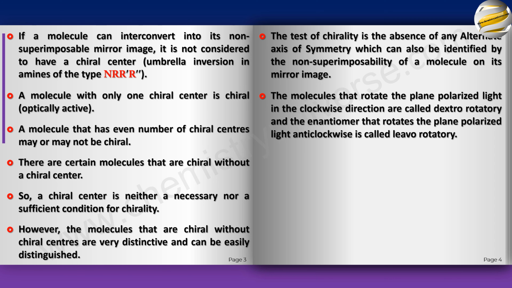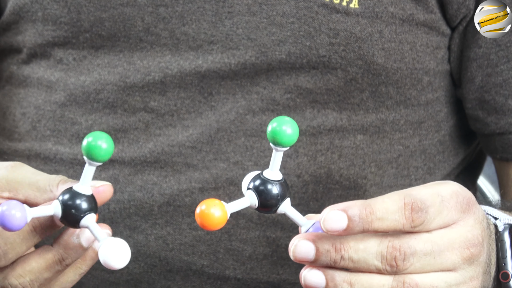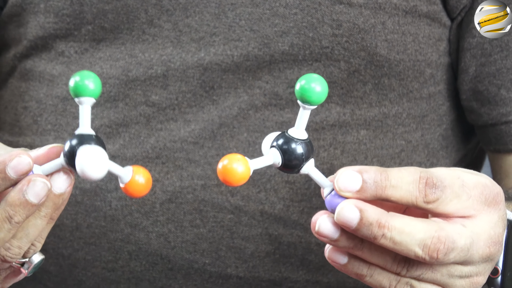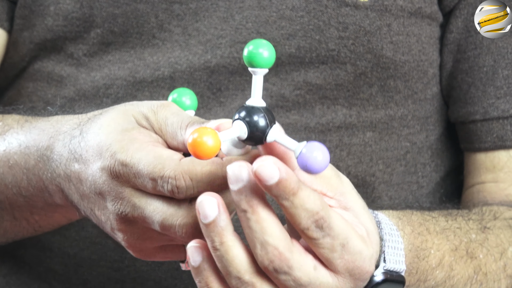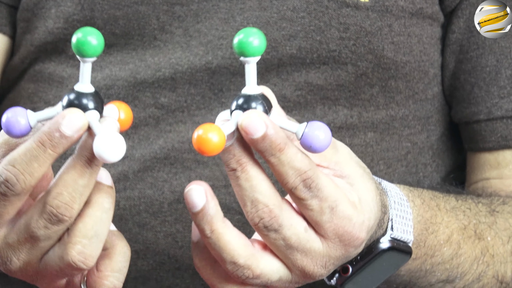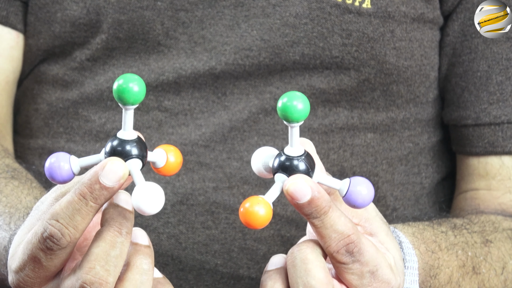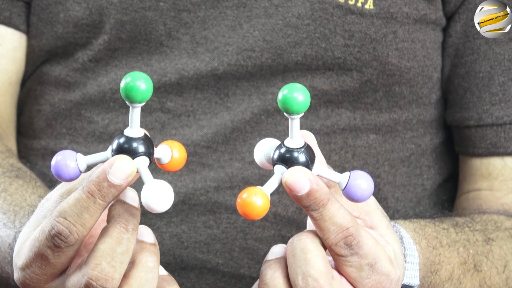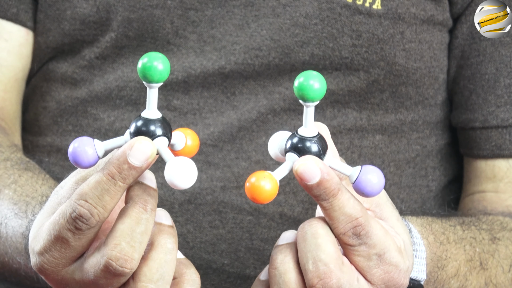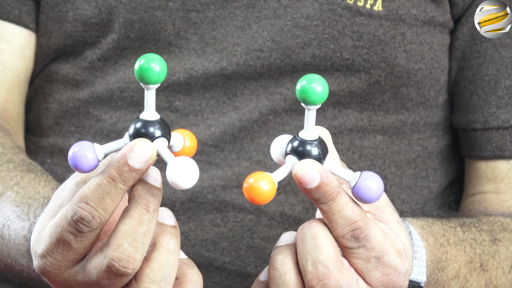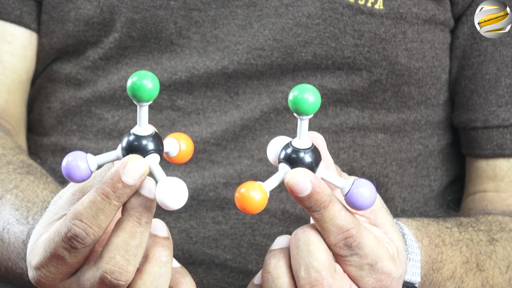Now look at these two molecules. Let me orient them in the same way as possible. Okay, you will notice they are not mirror images. As you can notice, if I hold it from the center, both contain a white, an orange, a green and a purple atom. The green is on top in both, the purple is at the back on both, but the orange and white are not facing each other in the mirror image.